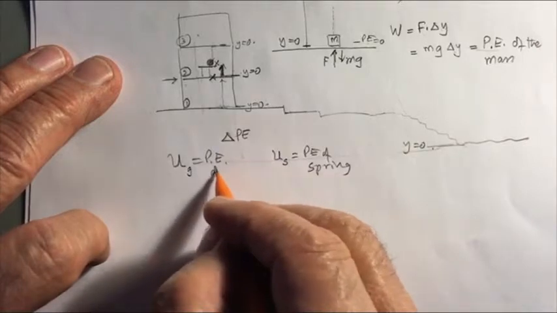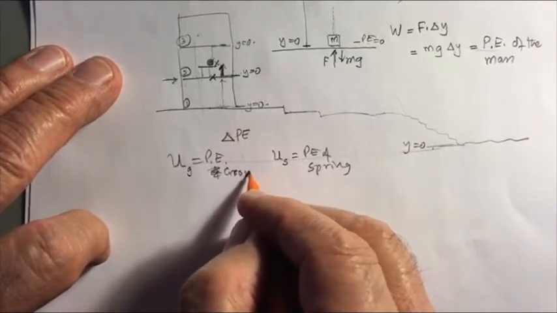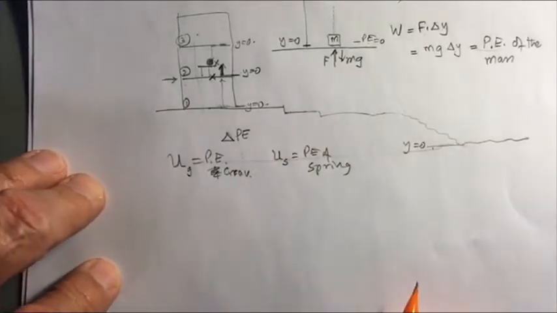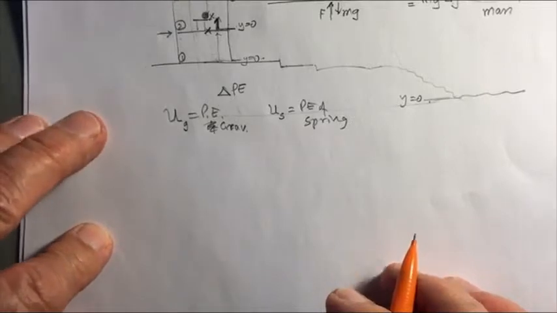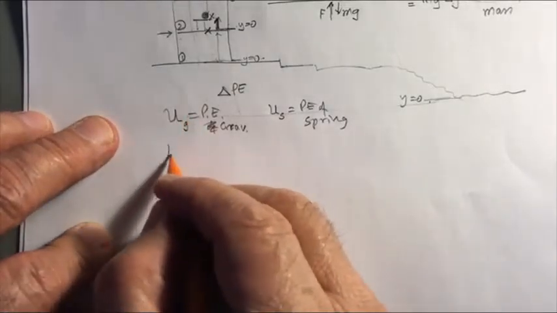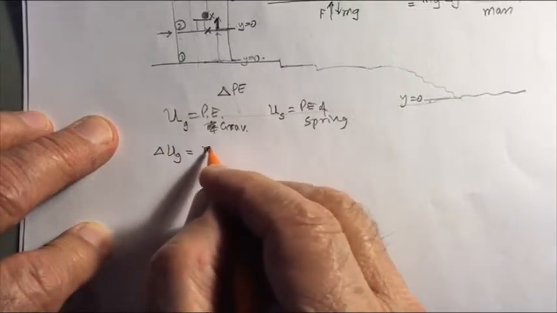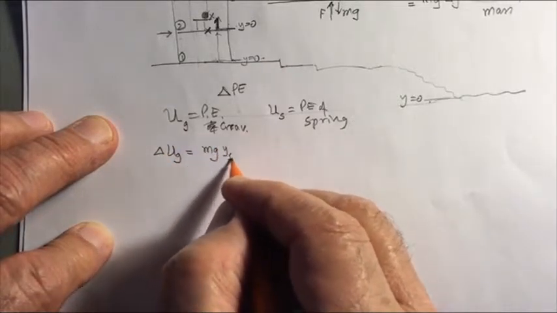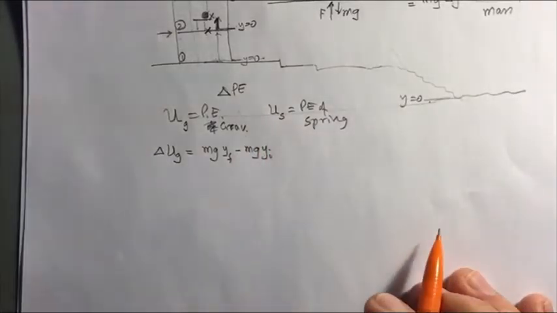This is gravitational potential energy. Okay, so the change in gravitational potential energy, or delta UG, would be mg y final minus mg y initial.